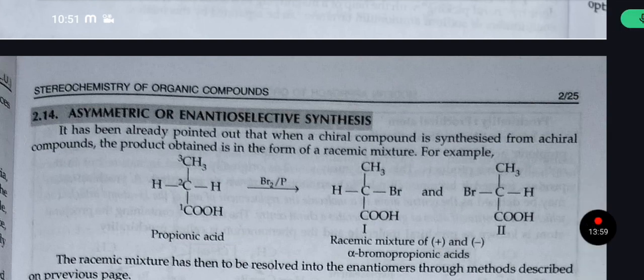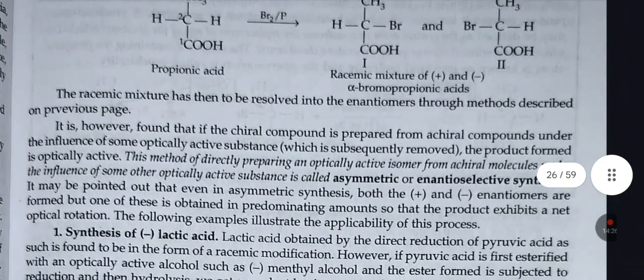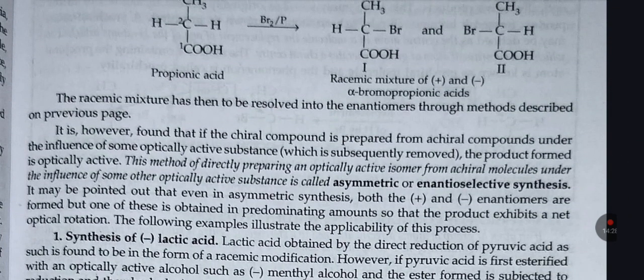Asymmetric or enantioselective synthesis. It has already been pointed out that when a chiral compound is synthesized from an achiral compound, the product obtained is in the form of a racemic mixture. For example, propanoic acid in the presence of Br2 and phosphorus will give a racemic mixture of plus and minus alpha-bromopropanoic acid. The racemic mixture has then to be resolved into the enantiomers through the methods described on the previous page.